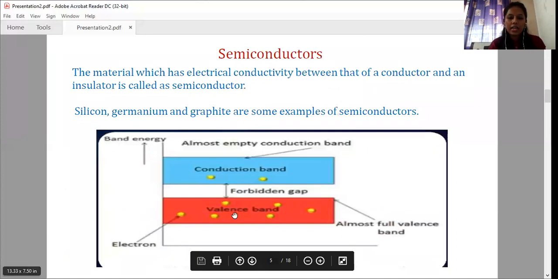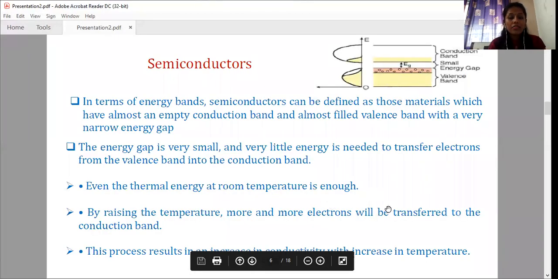So we see that when we increase the energy of semiconductor materials, most of the electrons pass through to the conduction band. When we increase the temperature of the semiconductor material, more and more electrons are transferred into the conduction band. The process results in increased conductivity.